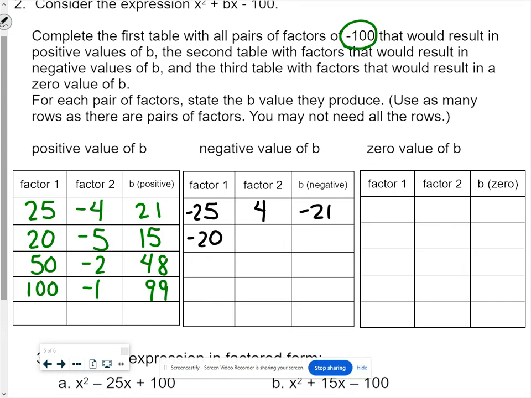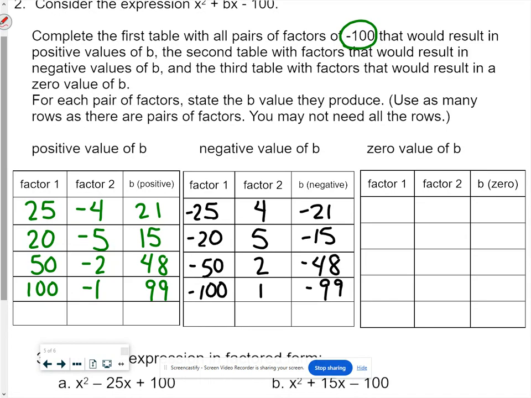Negative 20 and positive 5 would be a negative 15. Negative 50 and positive 2 would be negative 48. And negative 100 and positive 1 is going to be negative 99. There's one set of factors that I didn't use, and there's only one way to get a 0 value for b. I'm hoping that maybe you can see the one that's missing.